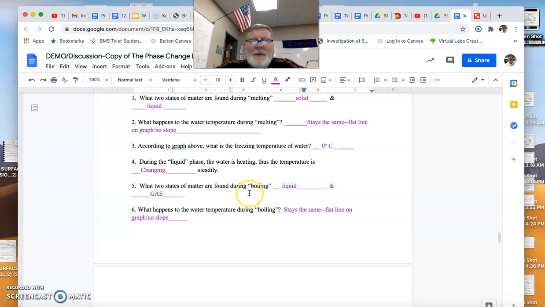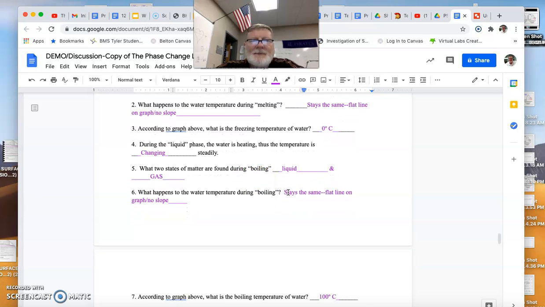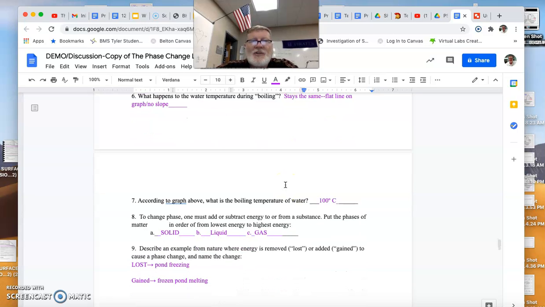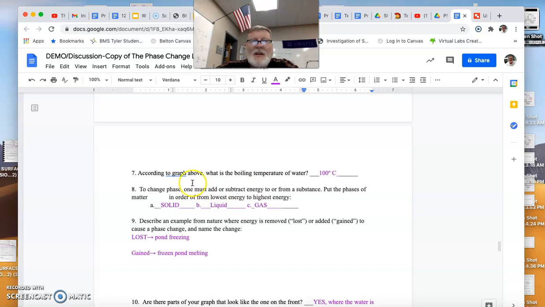What two states of matter are found during boiling? Liquid and gas. What happens to the water temperature during boiling? It stays the same, a flat line on the graph with no slope. According to the graph above, what's the boiling point of water? 100 degrees.